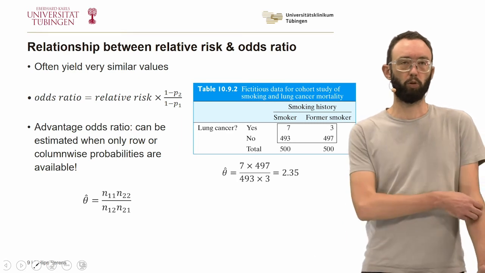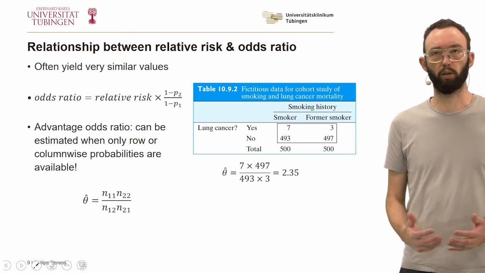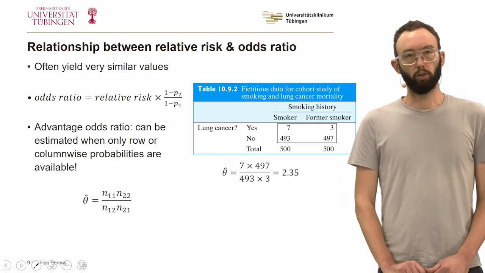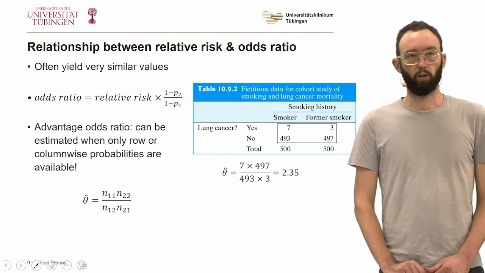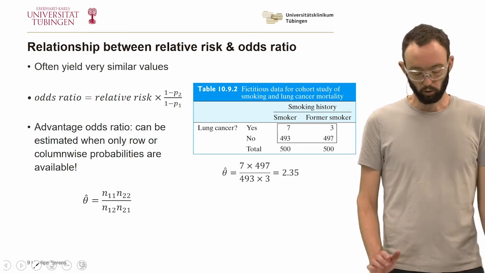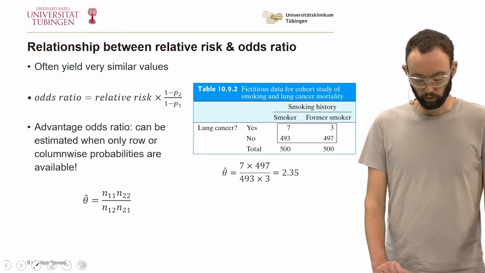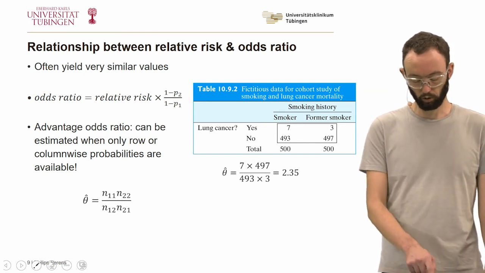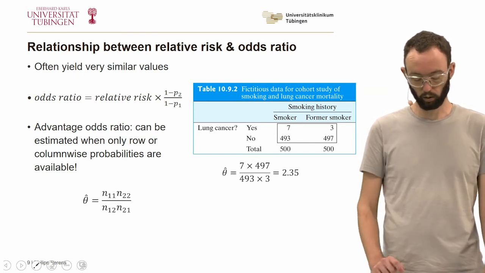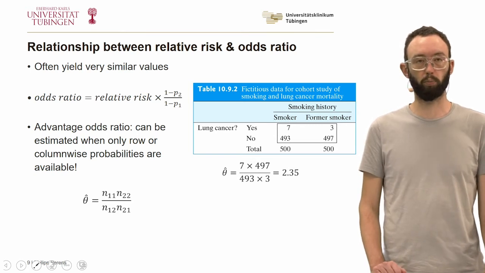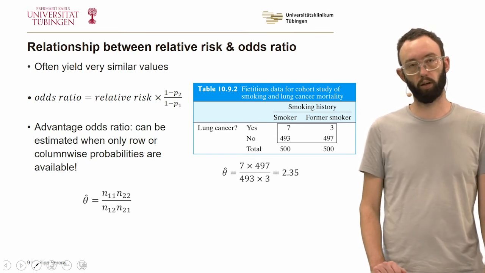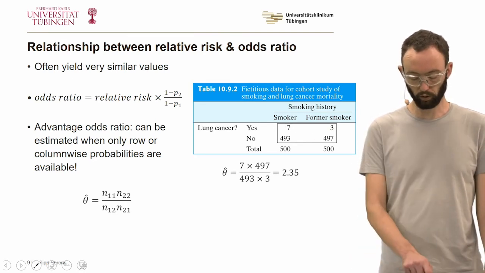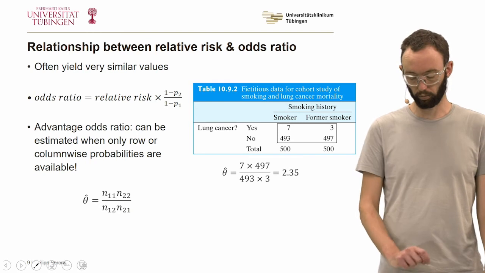So why have both terms, or what is possibly the advantage of being able to specify the odds ratio? The good thing about the odds ratio is that it can be estimated also when only row-wise or column-wise probabilities are available, because an estimate of the odds ratio is n11 times n22 divided by n12 times n21, where these are the 4 entries, these are the concordant and these are the discordant pairs.